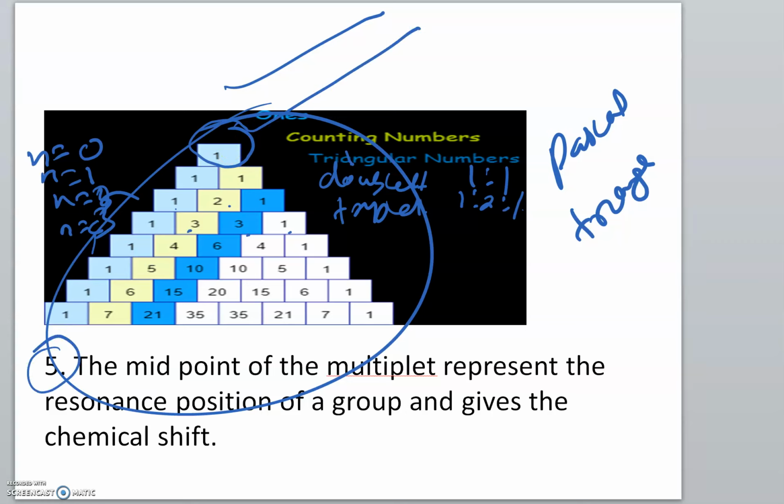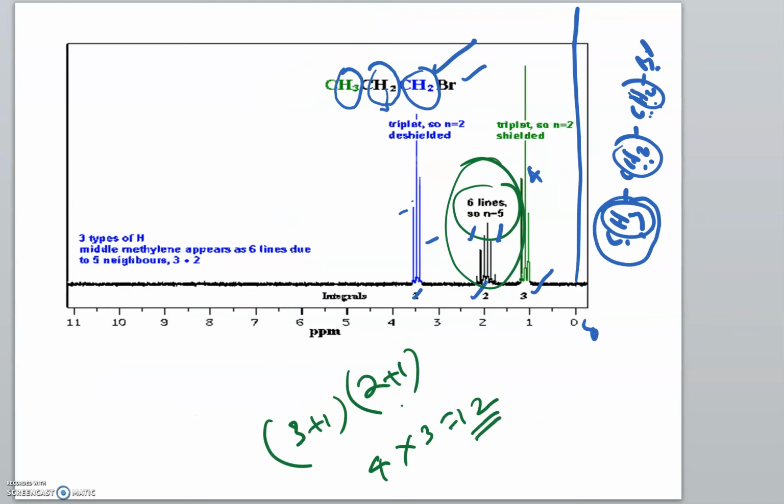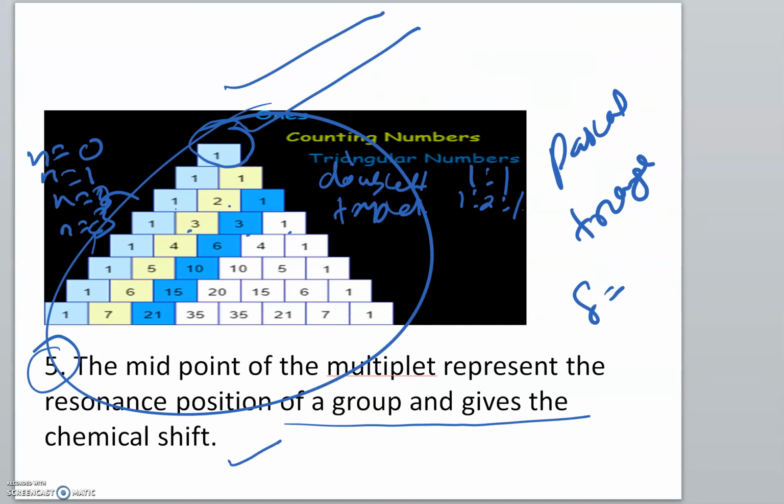Okay, and fifth point, the midpoint of the multiplet represents the resonance position of the group and gives the chemical shift. So chemical shift delta value is measured if there is a multiplet, as we have already discussed here. Actually this center point is the chemical shift. Chemical shift value is obtained from this midpoint. Okay, that is what we have already told, and that is the main condition for the general rules for spin-spin splitting. More details about this we will discuss in the next video.